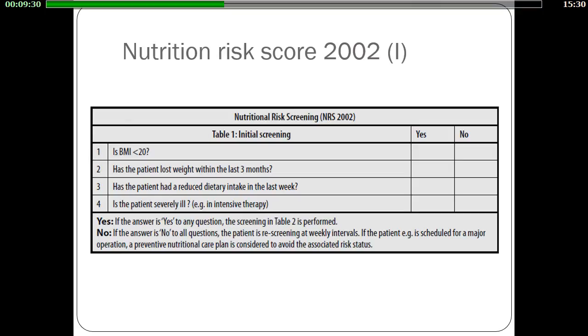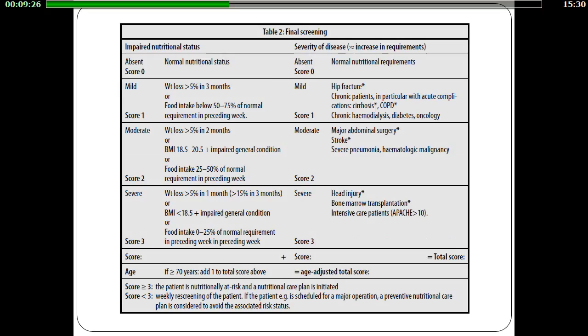And if any of these questions has a positive answer, then we move to the second step, which will qualify for the level of risk. And any patient in an ICU will have an Apache 2 score above 10, and will then have, by definition, the highest risk of malnutrition.